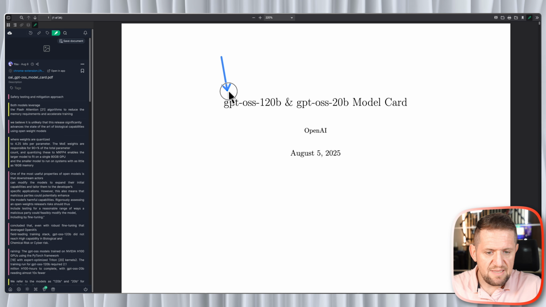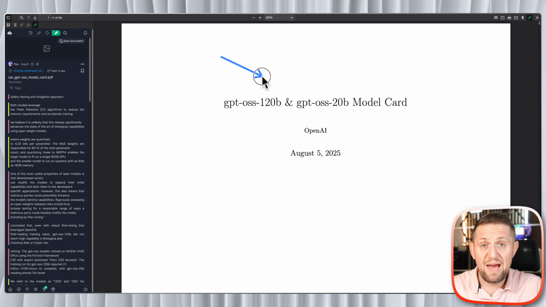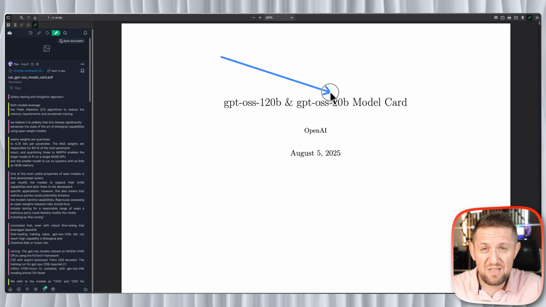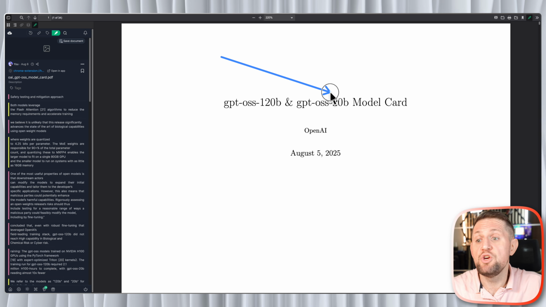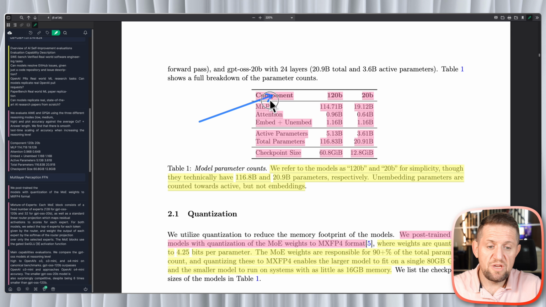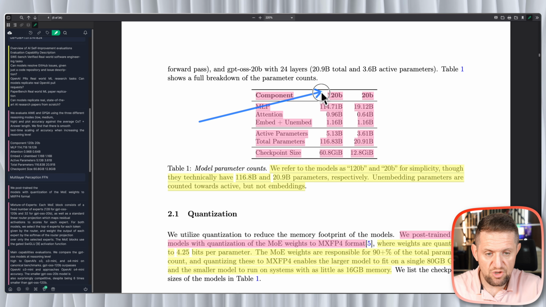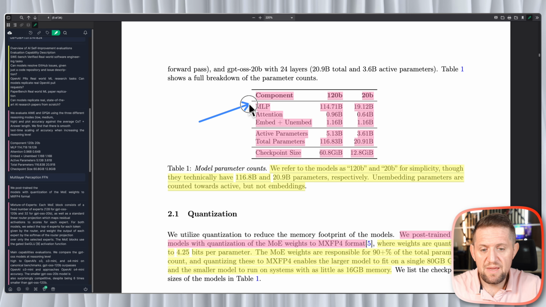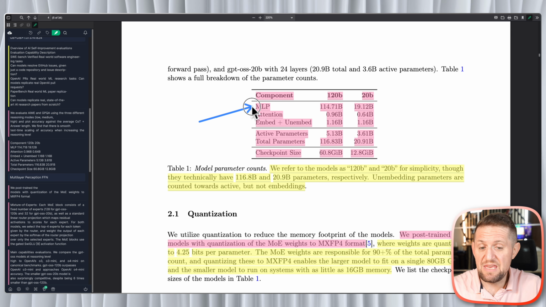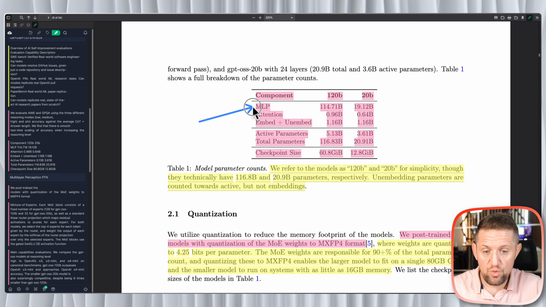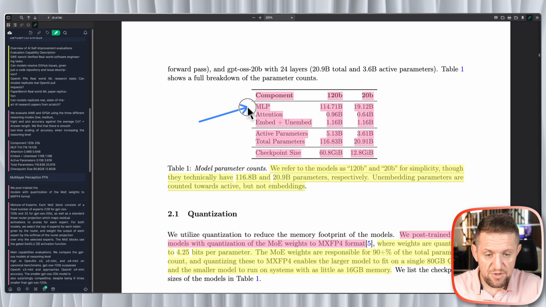So this is the system card for these models. You can read it. It's a big one. It has lots of interesting things. I will just cover what I found interesting beyond what was mentioned in the blog. Here there's an interesting table that breaks down the parameters of these models. You can see the 120B and the 20B. You have the MLP, the multi-layer perceptron, which is the feed-forward network within the transformers of these models.